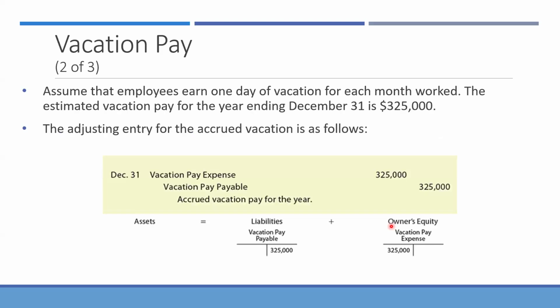So assuming an employee earns 1 day of vacation for each month worked, or 12 days a year, the estimated vacation pay for the year ending December 31st is $325,000. So we record vacation pay expense and vacation pay payable at the end of the year. And then we use that up when employees actually charge time to the vacation code.